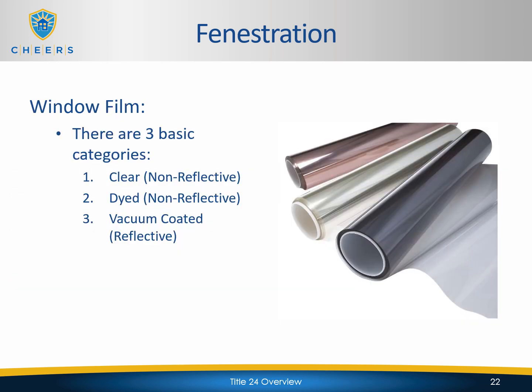Now for window film, there are three basic categories. You have clear, dyed, or vacuum coated. Now window film is actually allowed to be taken for Title 24 compliance, and it's mainly used in additions and alteration type scenarios. When new windows are being installed, for the most part, the windows that are coming straight from the manufacturer already are going to be tinted. They already are going to have window films built on them.